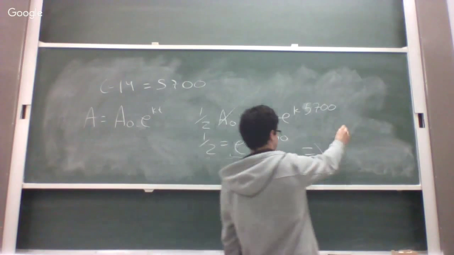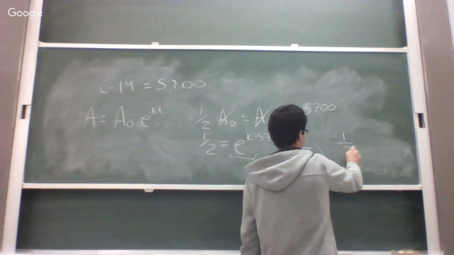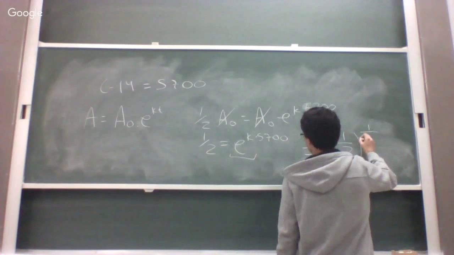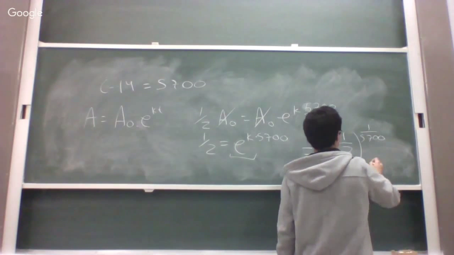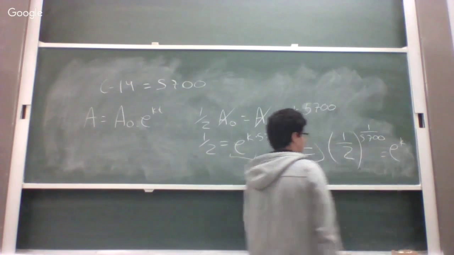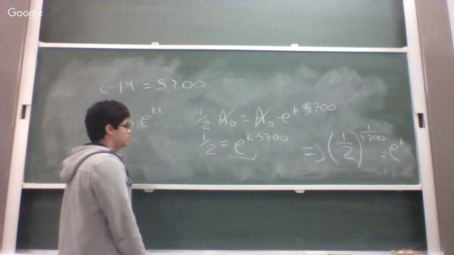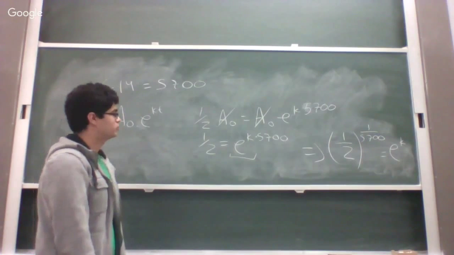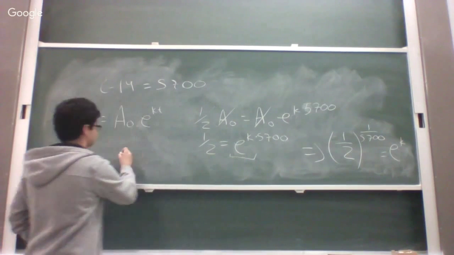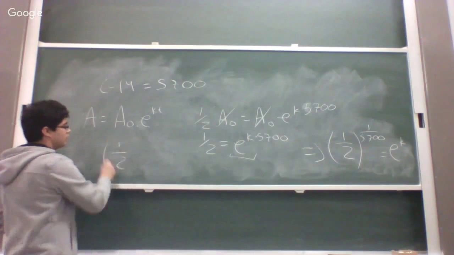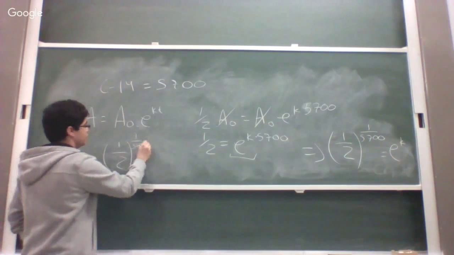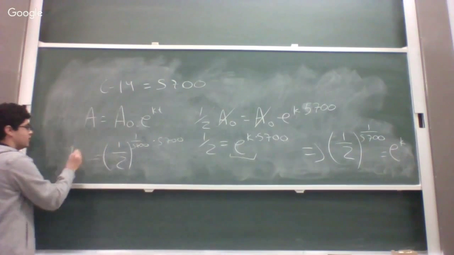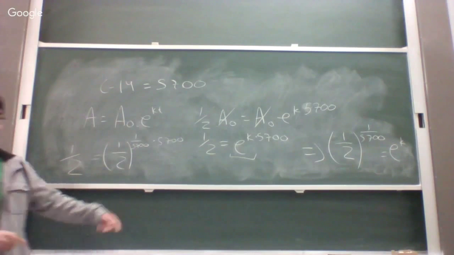5,700 divided by 2 is e to the k. Not divided by 2, well, over 2. So 1/2 over 5,700 is equal to e to the k. Did that make sense? It's like if e to the k was 1/2 times 1 over 5,700, okay? We multiply that by 5,700, we would get 1/2, which is what it's supposed to be equal to.